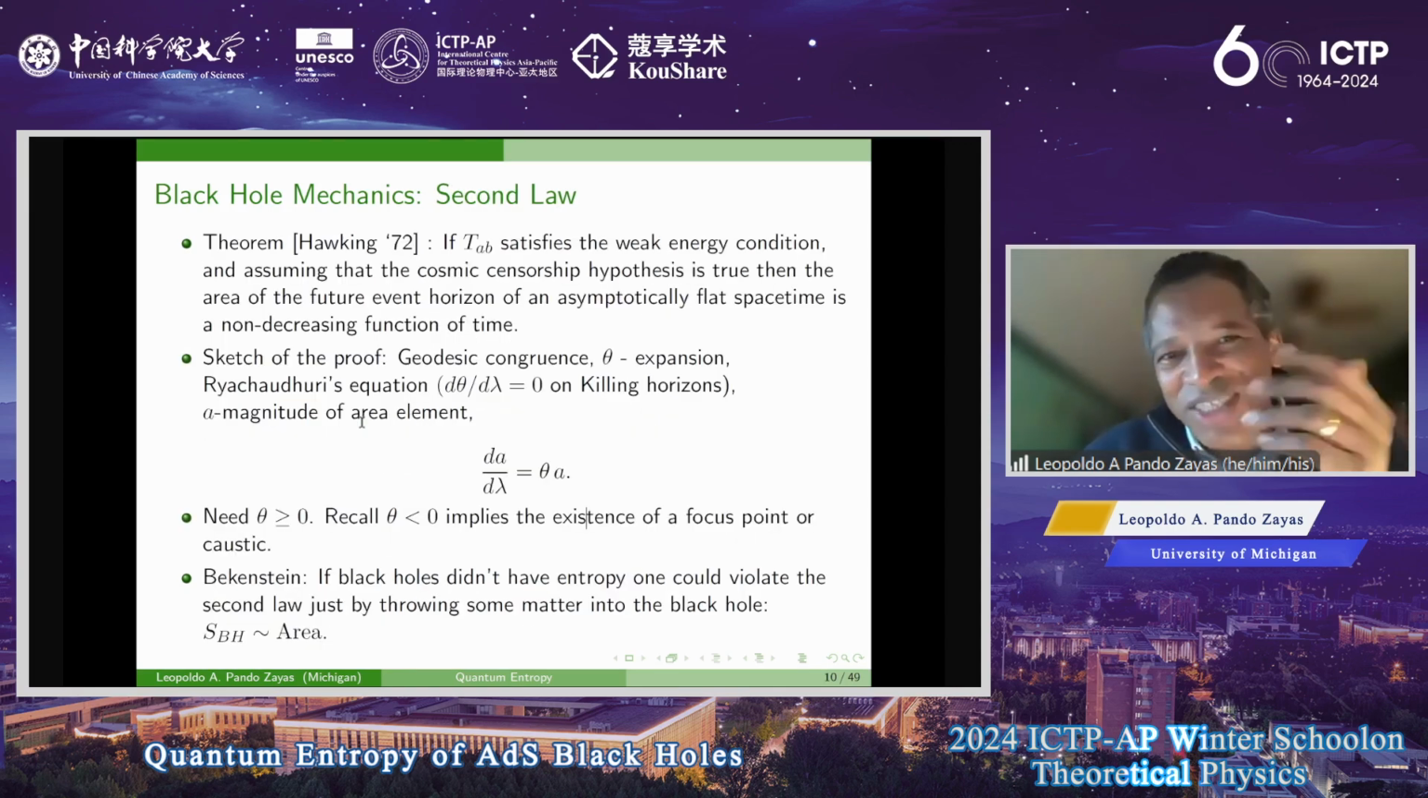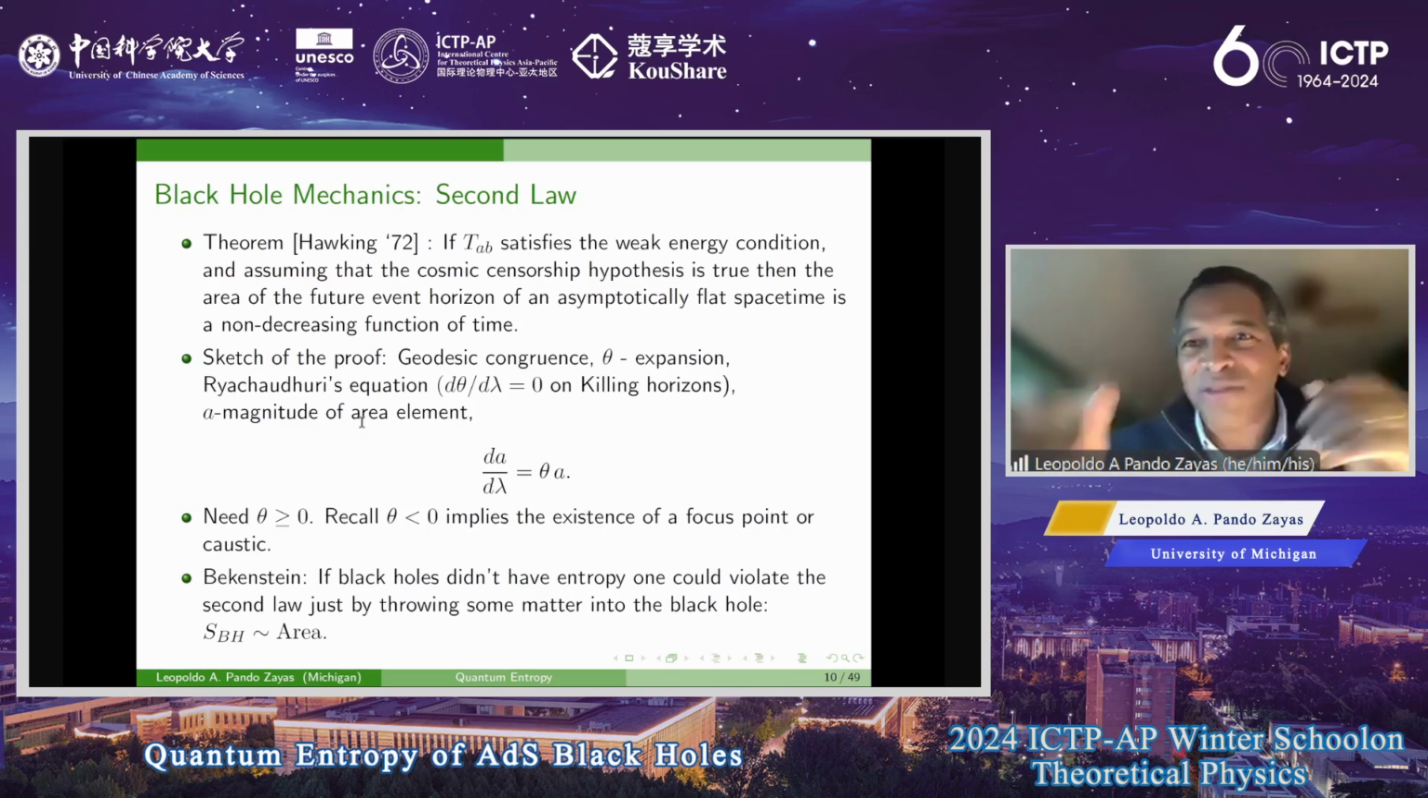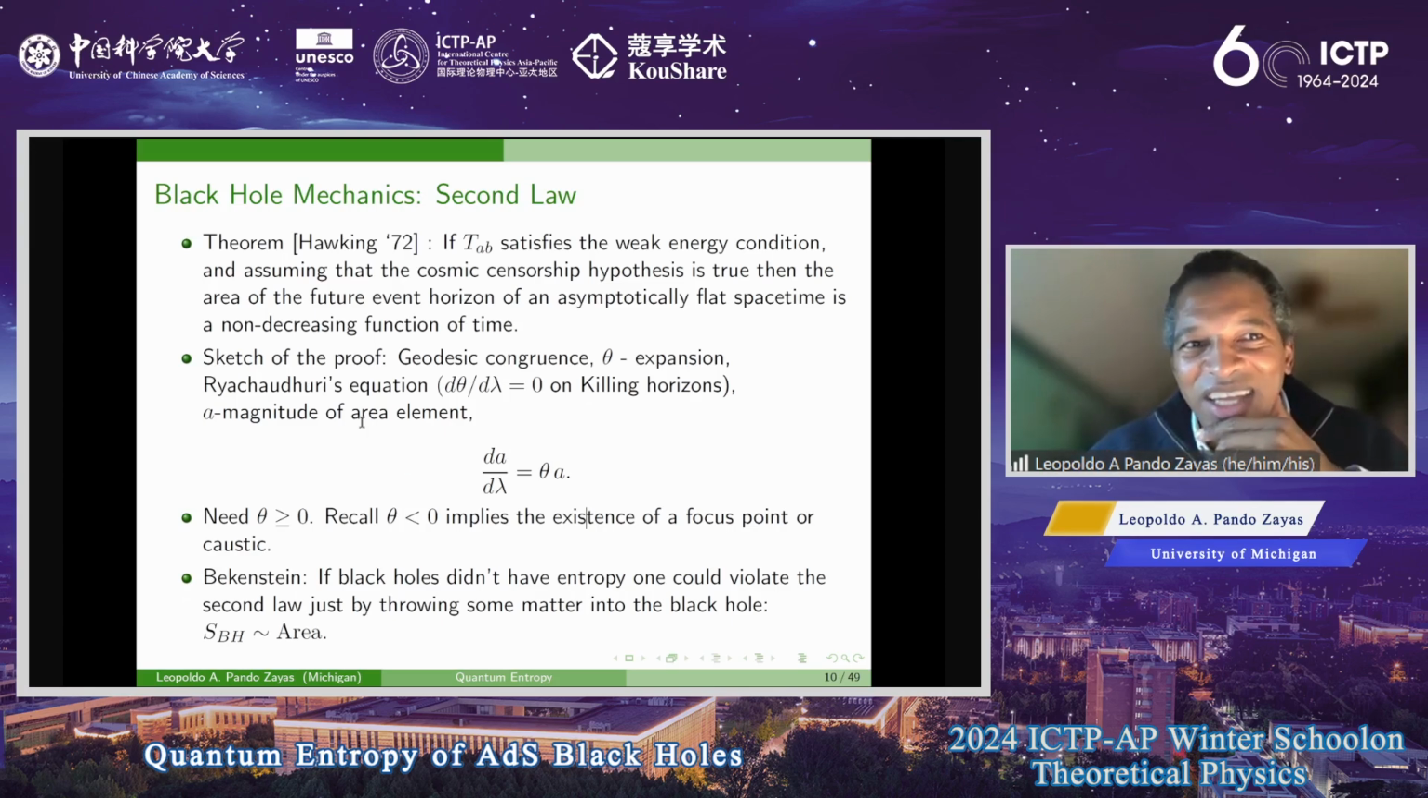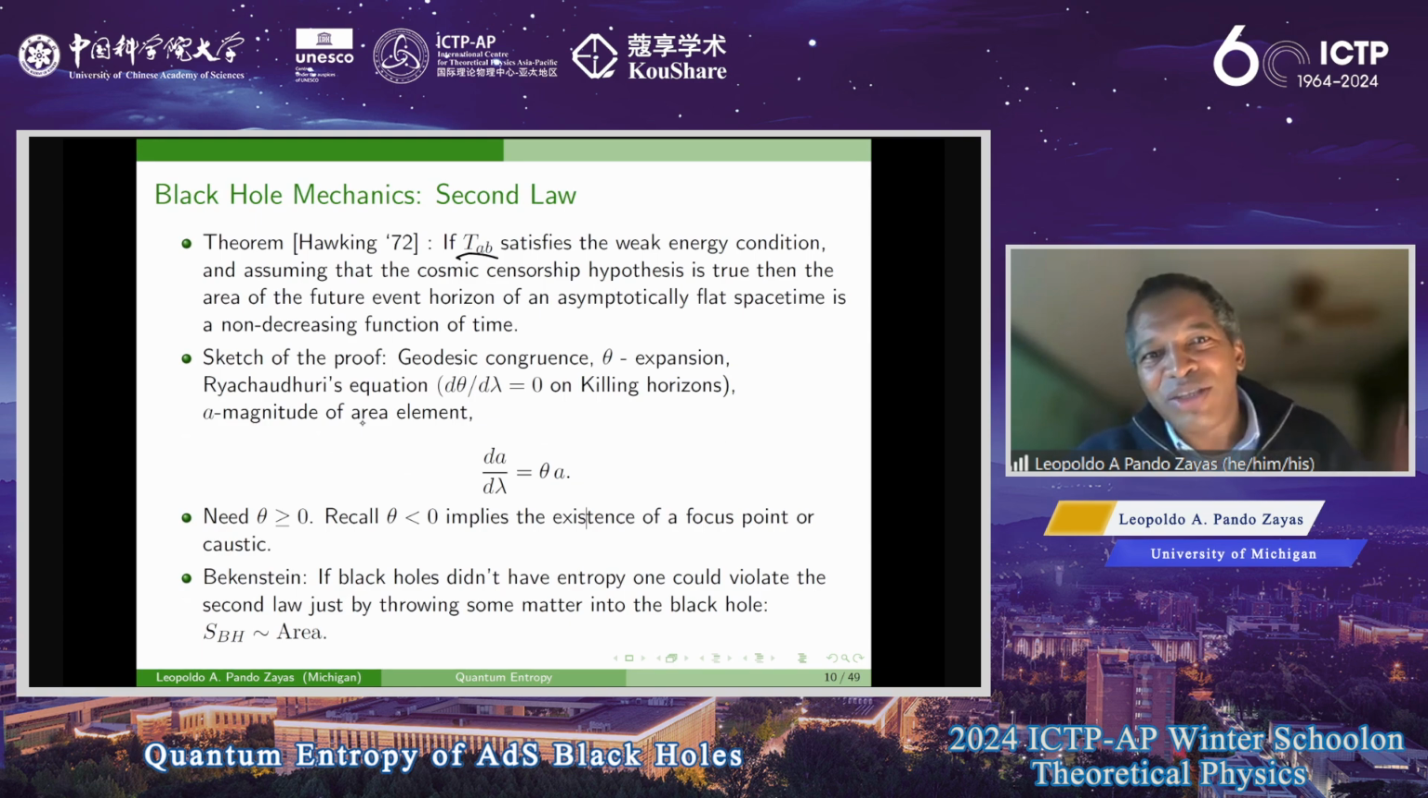All right. So the second law is the law that describes that the area of the horizon always has to increase, and that again is a theorem, and I can also give you some idea of how to prove it. But essentially, if the stress energy tensor T_ab satisfies the weak energy condition, and assuming cosmic censorship, essentially that the evolution of the general relativity equations does not lead to naked singularities, then it is true that the area of the future event horizon is non-decreasing.